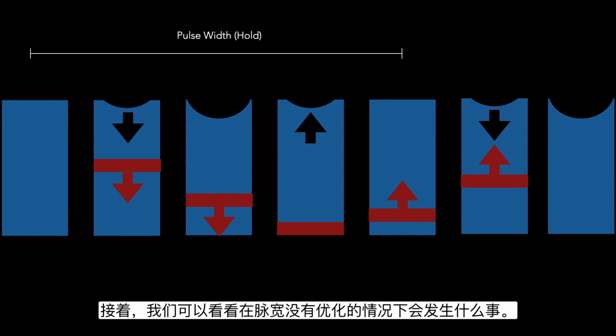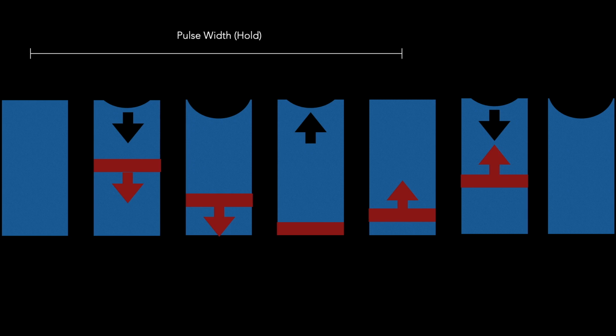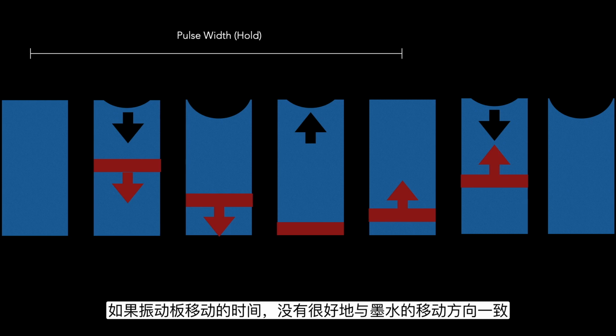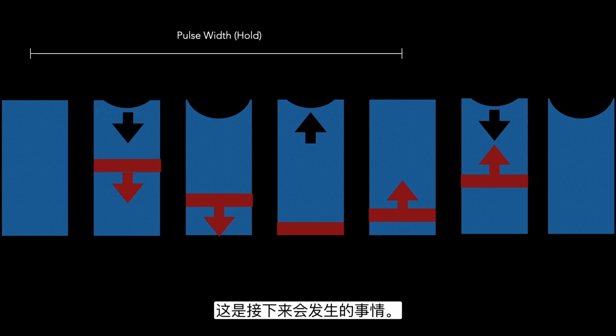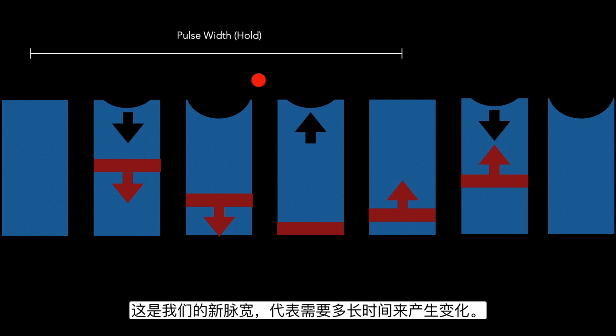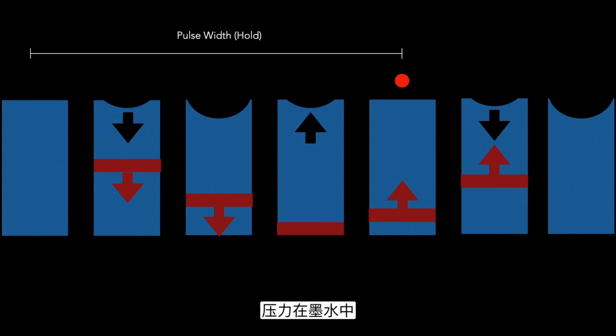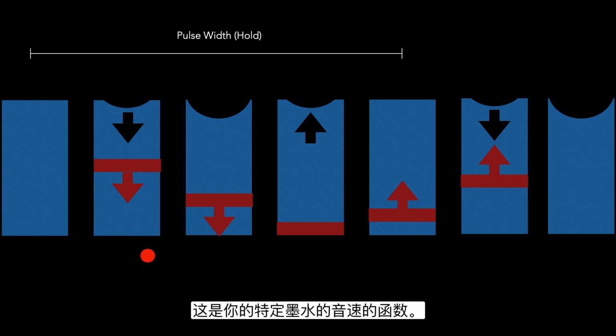Here we can take a look at what happens if the pulse width is not optimized. If the amount of time that the wall is moving does not align well with the motion of the ink, this is what's going to happen. We're closing the wall of the nozzle and then opening it again, and here's our new pulse width, how long it takes that to occur. The amount of time that it takes for the pressure to propagate through the ink remains the same. This is a function of the speed of sound of your particular ink. So the movement of the pressure in the ink is going to remain the same as before.